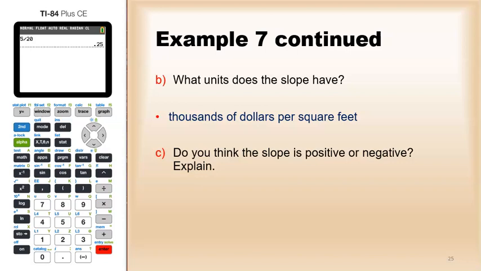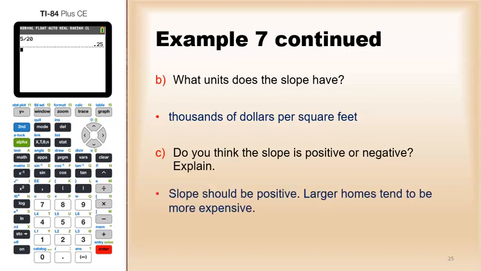And do I think this is positive or negative? Well, positive would mean that as you get more and more square footage, you should get a higher price. If it was negative, then that would mean larger homes would be cheaper. Between those, the first one makes more sense. So the slope should be positive. Larger homes will tend to be more expensive.